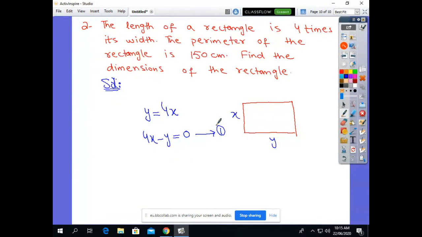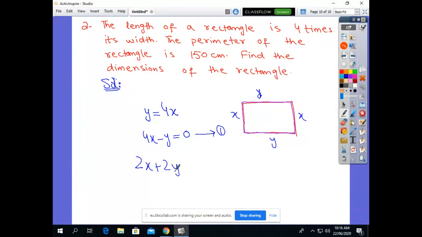What is the perimeter? Perimeter is the whole path covered by the figure. That is, this whole path or whole length is called a perimeter. Therefore, there are 2x and 2y. The perimeter becomes 2x plus 2y.